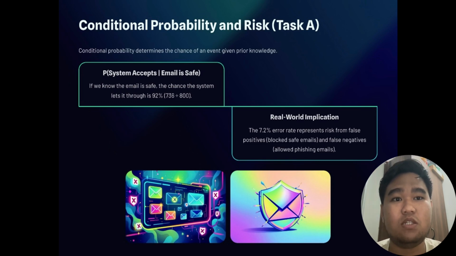So we go to conditional probability and risk for Task A. Conditional probability determines the chance of an event given prior knowledge. So P(system accepts | email is safe). If we know the email is safe, the chance that the system accepts it is 92%, by 736 divided by 800. Real-world implication: the 7.2% error rate represents risk from false positives, which block safe emails, and false negatives, which allow phishing emails.